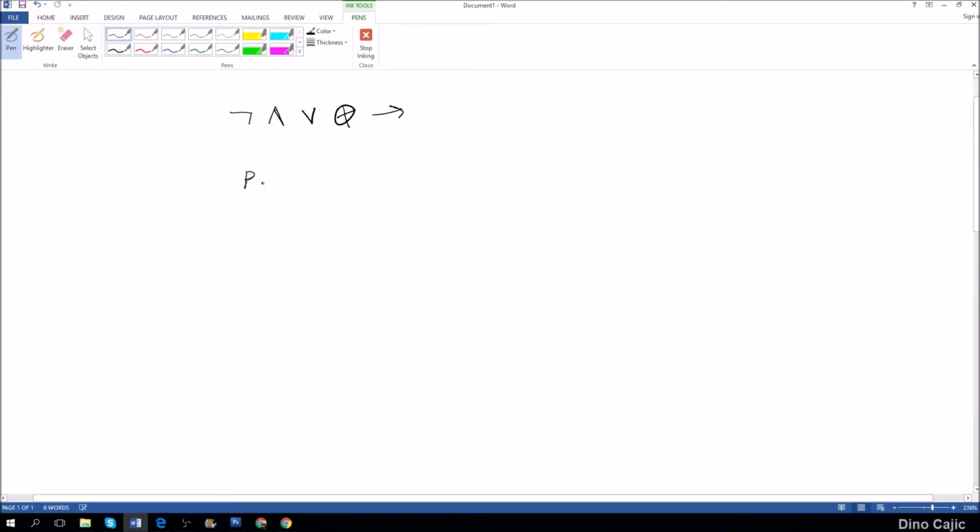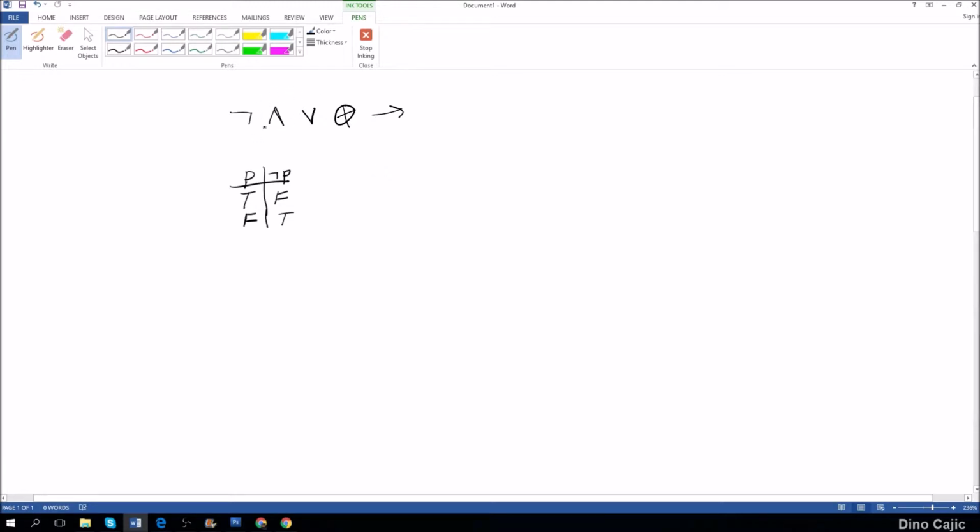So if we have P, then not P, and under P we'll go ahead and do the different possibilities. The only two possibilities, true and false. Not P at that point, the opposite of true is false. And the negation of false is the opposite of false, or true.